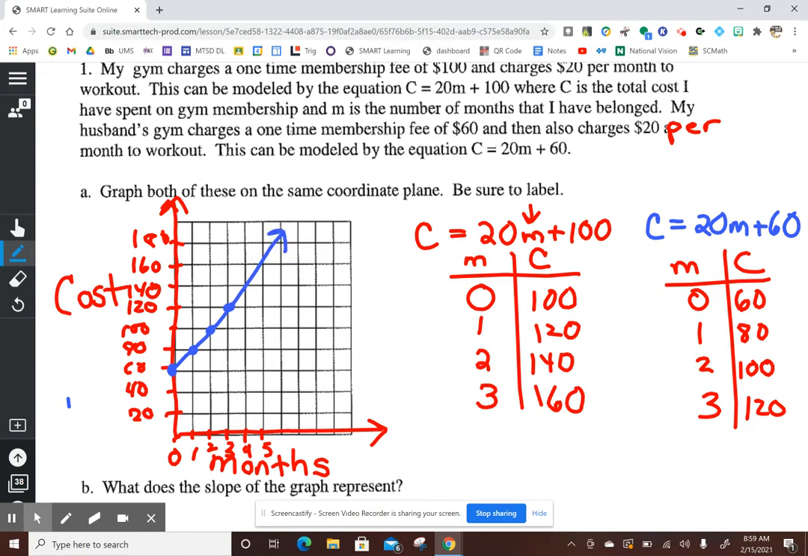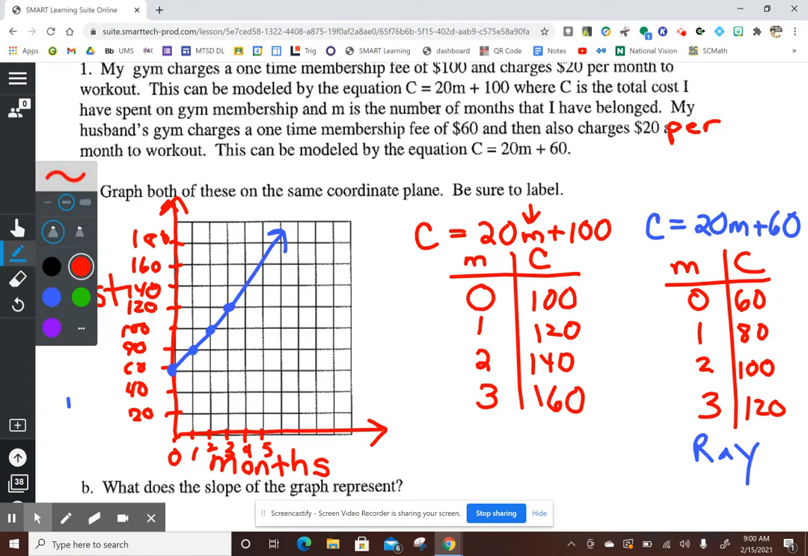So 2 important things when I graph that. This is a ray. Why is it a ray? Well, because even though I'm joining for 1 month, 2 months, 3 months, in theory, I could belong for 1.5 months. I could belong for partial months. Plus, I could belong for a lot longer than just the 5 months I have there. So I put the arrow. But the arrow cannot go in this direction because I can't join for -2 months. So that's why this is a ray.